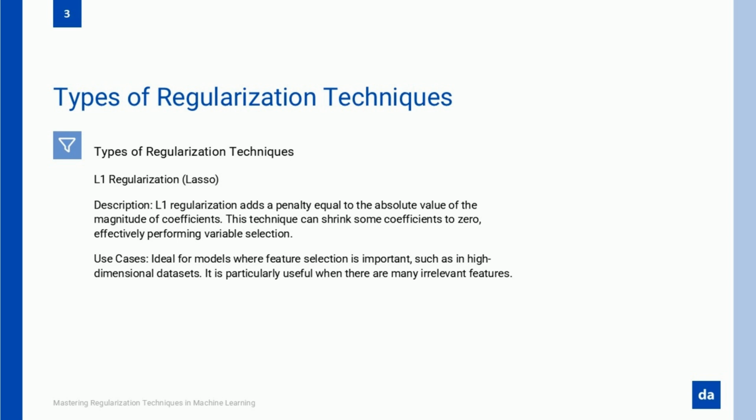But wait, what if you want the best of both worlds? Enter elastic net regularization. This bad boy is a mix of L1 and L2. It removes some features, L1 style, but also smoothly shrinks the others, L2 style. It's like the Goldilocks solution, not too aggressive, not too soft, just right.